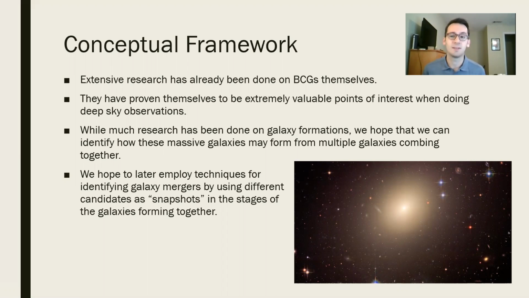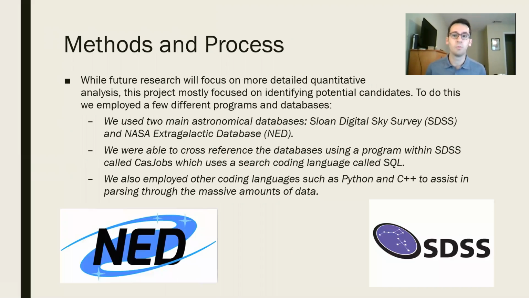What we hope is that if we can find enough candidates of fragmented BCGs, then we can get, quote unquote, snapshots of different stages of these large galaxies merging together to become a bigger galaxy. So what we did for this project was more of a preliminary step, to try to set up a standard classification and find some potential candidates for fragmented BCGs.